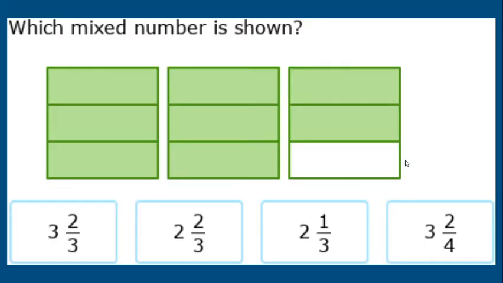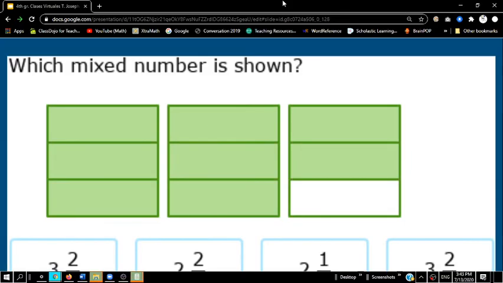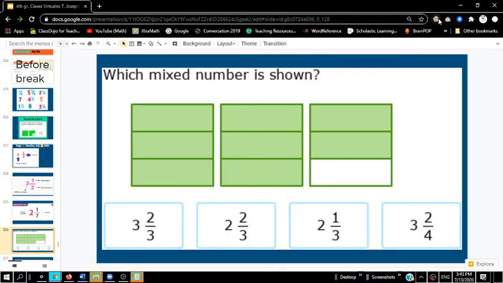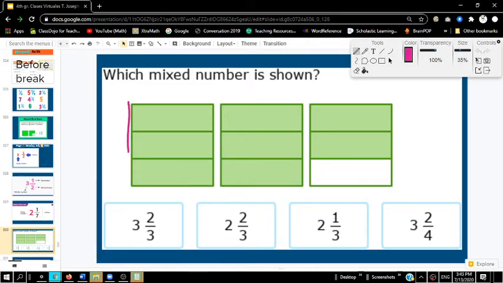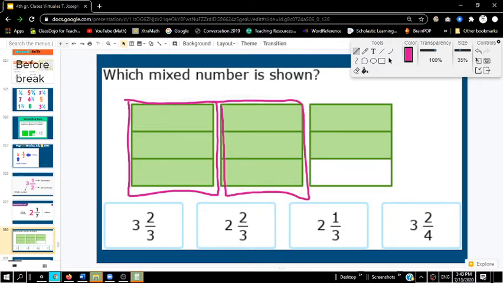Let's take a look at this problem right here. Which mixed number is shown below? Well, if we take a look at this number, we know that the whole is represented by the complete parts that are filled in. So if we have one complete whole plus another complete whole, that's going to give us 2 wholes.